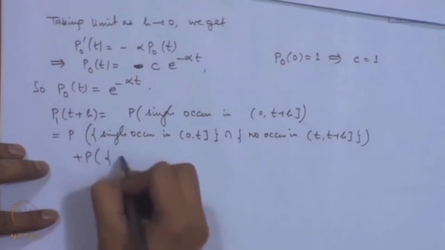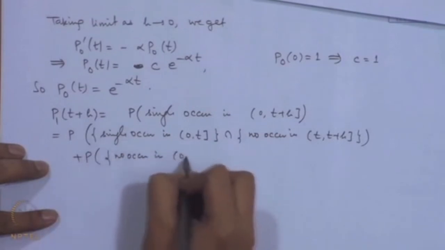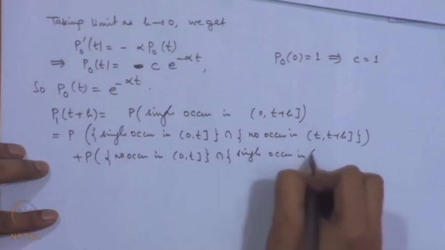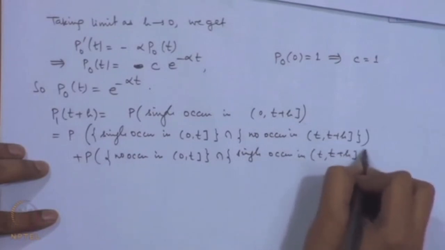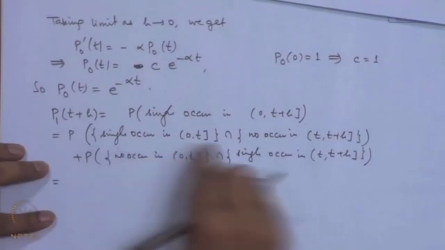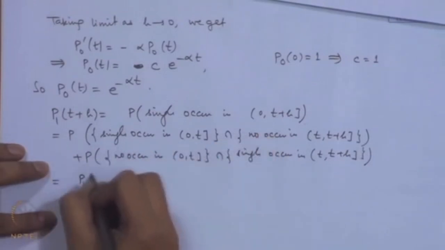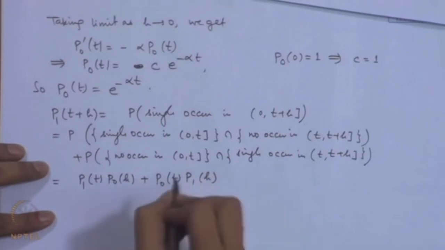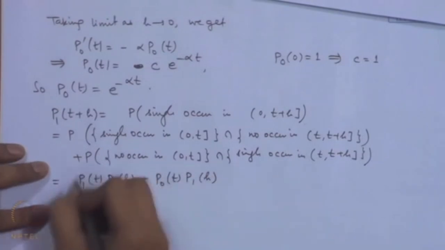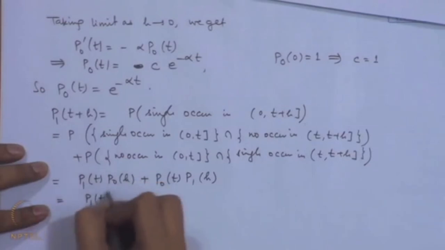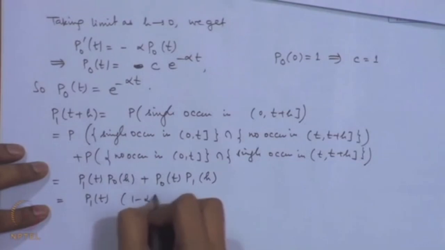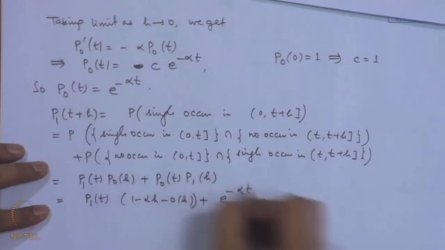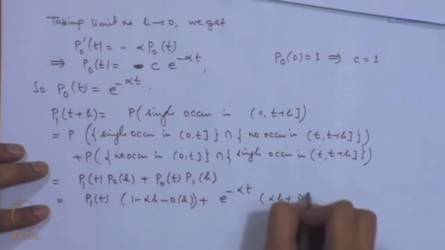plus probability of no occurrence in 0 to t and single occurrence in t to t plus h. Once again, we can use the independence and we get it as p 1 t p 0 h plus p 0 t p 1 h, that is equal to, now p 1 t and then p 0 h we have calculated as 1 minus alpha h minus O h, plus p 0 t value we have already evaluated as e to the power minus alpha t, and p 1 h is alpha h plus O h.